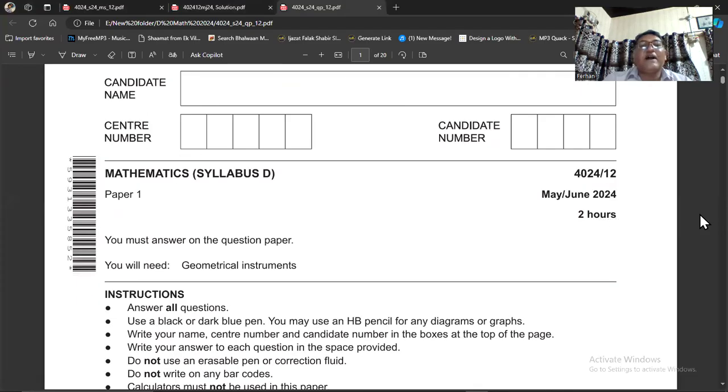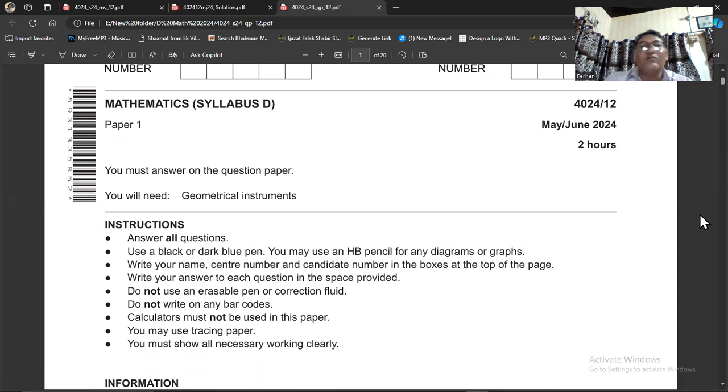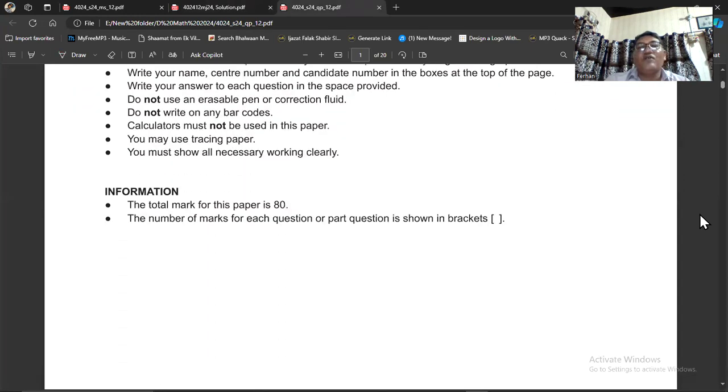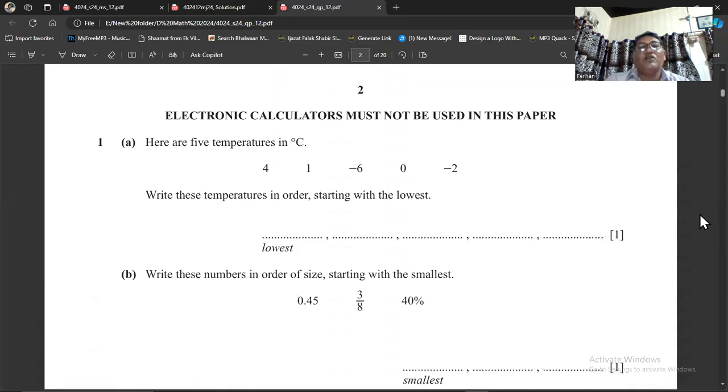So here we go. The time allowed for this paper is 2 hours. The calculator is not allowed in this paper. This paper is of 80 marks. The very first question is coming up on your screen. This is question number 1.